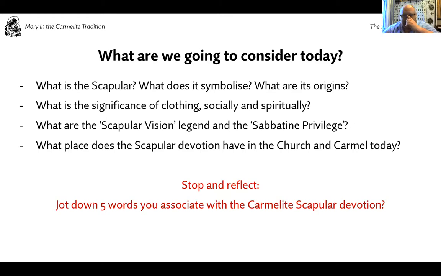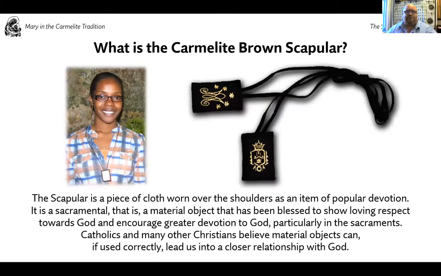So if you have a pen and paper to hand, you might like to just jot down five words that you associate with the Carmelite scapular devotion. Five words. As you do that, I will introduce the brown scapular, which is simply a piece of cloth worn over the shoulders, as we see Carisha here wearing, as an item of popular devotion.